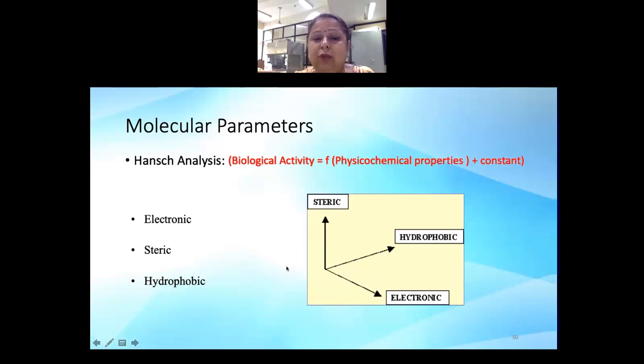So when we use Hansch analysis for framing QSAR equations, we consider electronic, hydrophobic as well as steric parameters. So in this kind of 3D QSAR modeling, or framing 3D QSAR equations, we consider all the three types of molecular parameters.